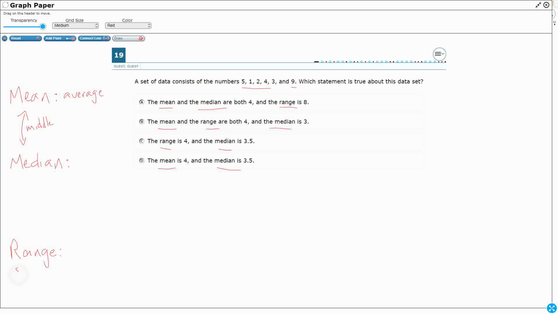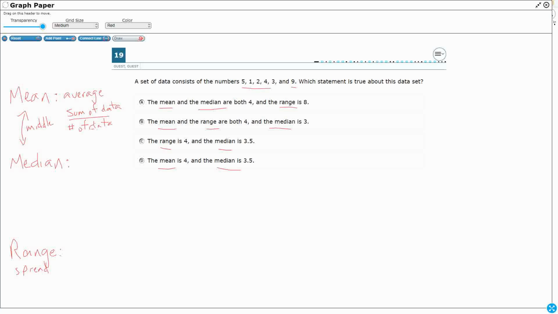The range is a measure of spread, so it's telling you how far apart things are. So the average means you basically need to come up with a fraction in a division problem, okay? So you need the sum of the data as your numerator, and you want to divide that by the number of data. How many pieces of data do we have?